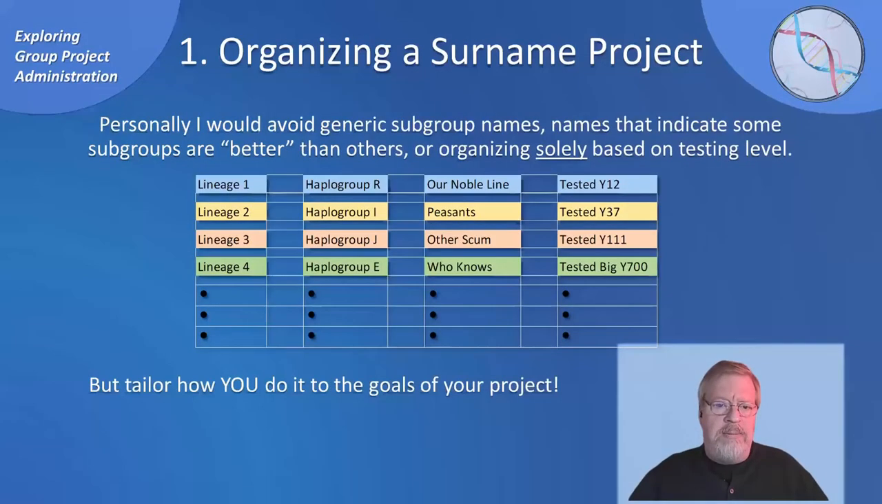So the things that I personally say you should avoid. Now, I'll say that very deliberately. I say you should avoid them. It doesn't mean your project isn't a type or an environment where this is important, right? I don't like the ones that have generic subgroup names. So you have things that say lineage 1, lineage 2, lineage 3, or family groups 1, 2, and 3, or even by haplogroup, haplogroup R, haplogroup I, haplogroup J. I don't like it because it doesn't tell me as an outsider what that represents.